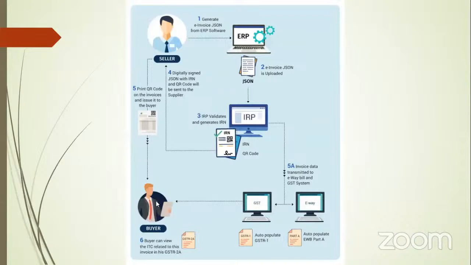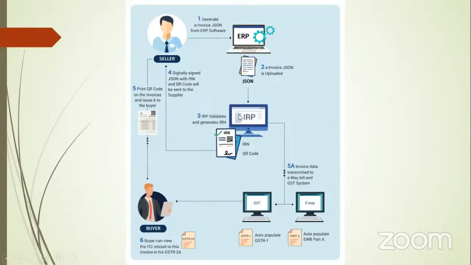There, it will validate the JSON for duplication and other validations: whether the HSN is correct, whether the buyer GST number is correct, whether your calculations are correct, all of it would be validated. Once it is validated, it will generate the e-invoice. The response that it creates, the acknowledgement JSON, would be sent back by the IRP. So a digitally signed JSON with IRN and QR code will be sent back to the seller, that is the ERP. From there, the seller will send the printed e-invoice to the buyer.